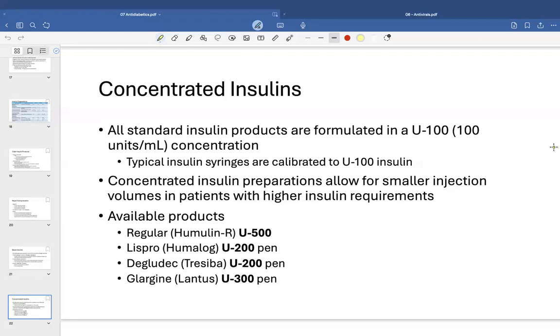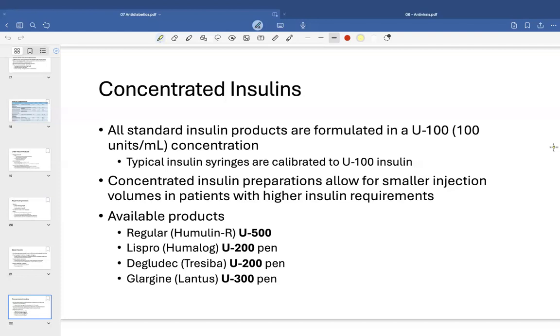However, there's going to be some minority of patients who, due to their physiology, may benefit from higher amounts of insulin being delivered in a fairly smaller syringe. For example, if you have to give more than 100 units at a time subcutaneously, it becomes a bit of a limitation. So in those cases, you can use concentrated insulin. Same amount of insulin being delivered, in theory, but in a smaller volume.